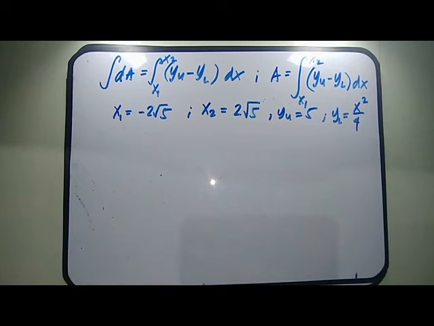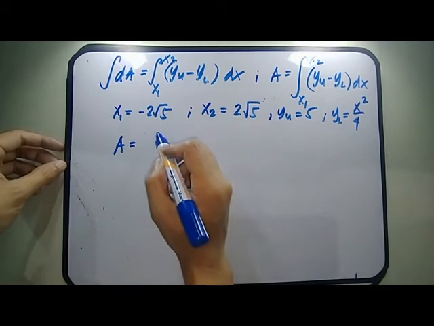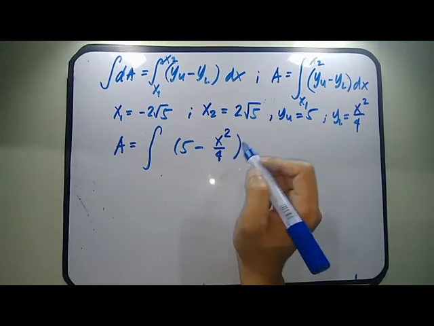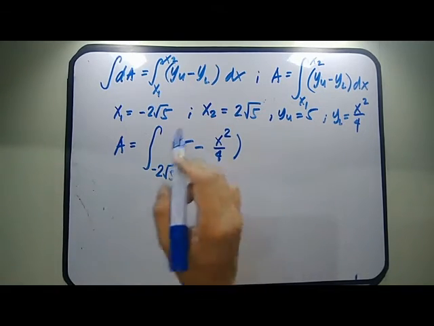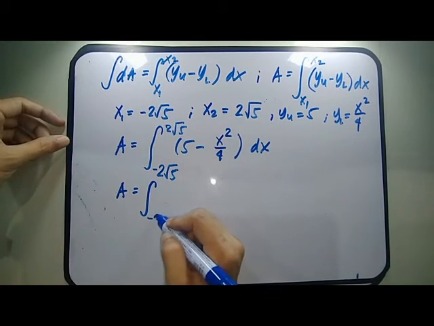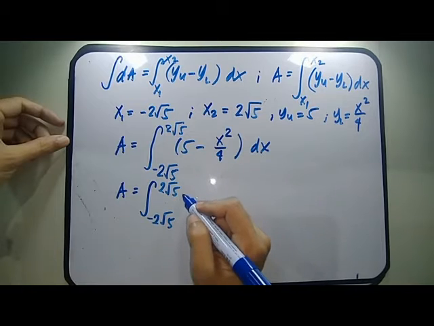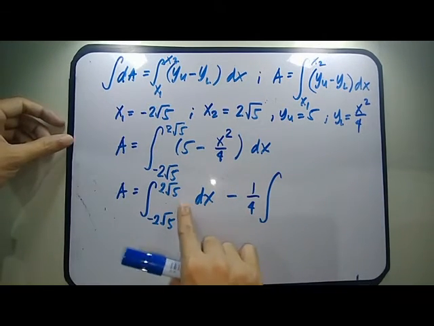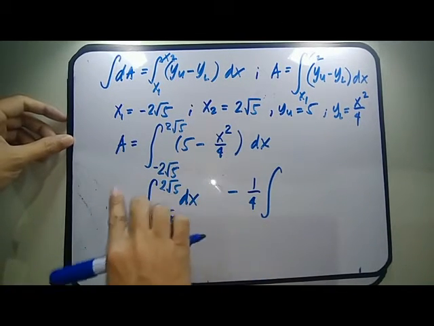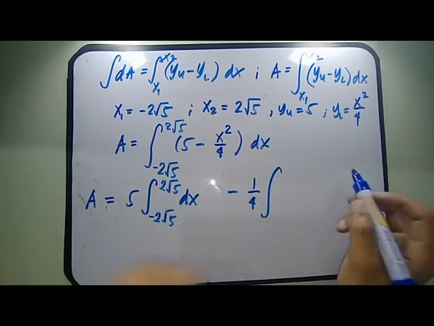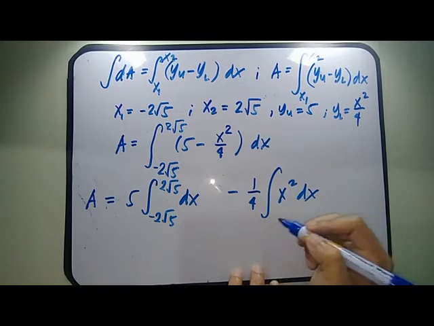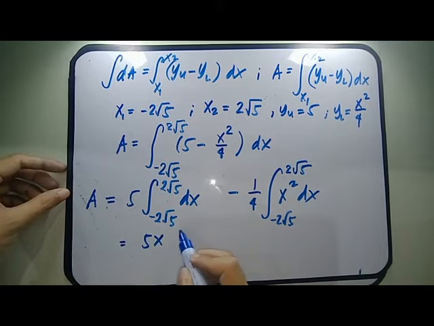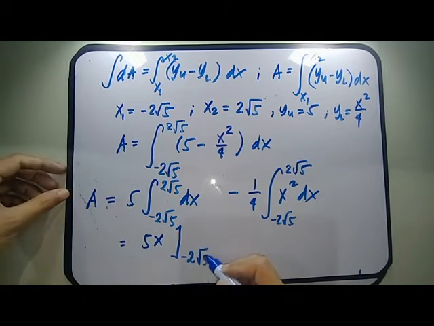You have area is equal to the definite integral of y upper, which is 5, minus y lower, that is x squared all over 4, differential of x from negative 2 the square root of 5 to positive 2 the square root of 5. You can use your calculator here, but let's try solving this manually. You have here the definite integral of 5, just distribute this. So 5 dx minus the integral of x squared. So put 1/4 outside, so the constant must be outside. This is x squared differential of x, from negative 2 square root of 5 to 2 the square root of 5.